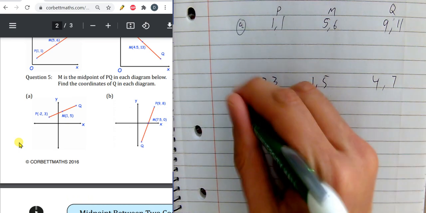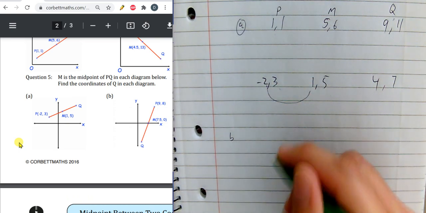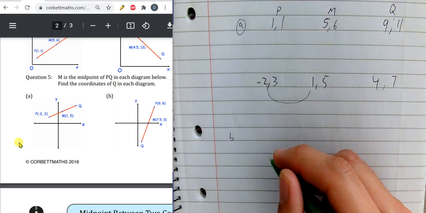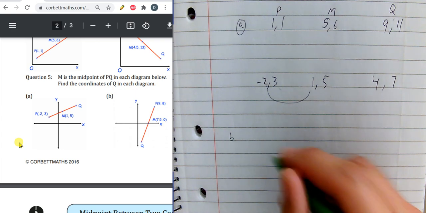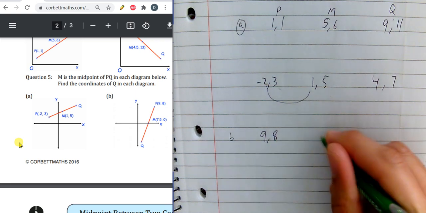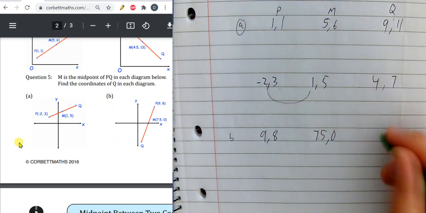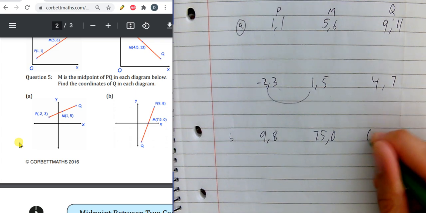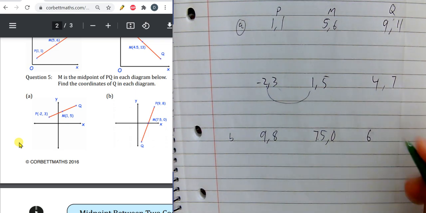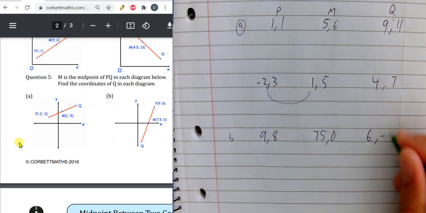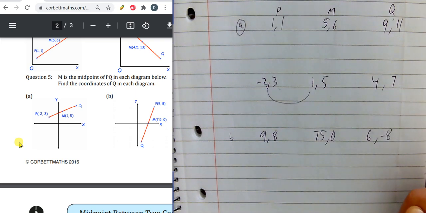We'll have a look at B. So we've got 9, 8, and 7.50. 9 to 7.5, you've gone 1.5. Another 1.5 down will get you 6. 8 to 0, you've taken 8, take another 8, it's -8. That's our answer for B.